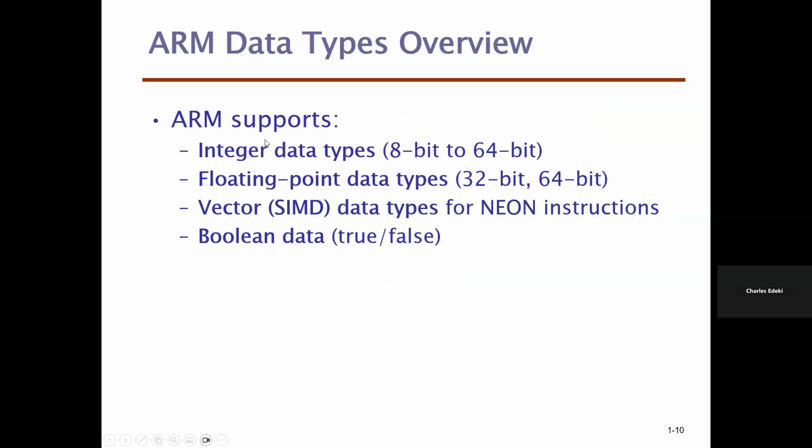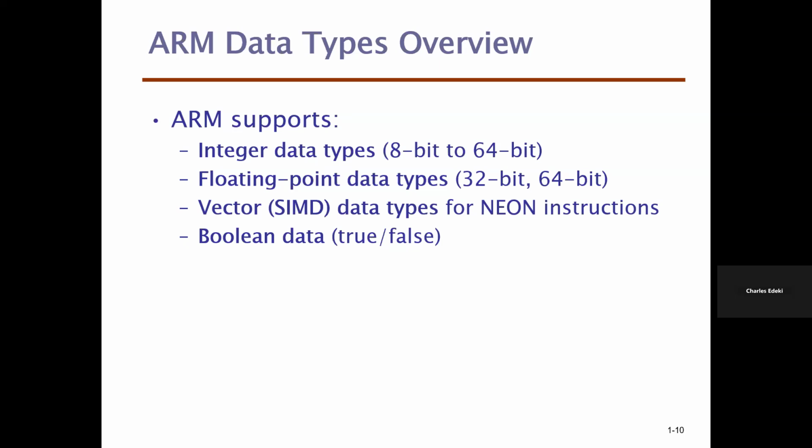So we have the ARM data types overview here, and we can see each with their sizes. Integers can be 8, 16, 32, and up to 64-bit. Floating point can be 32-bit for single and 64-bit for double. Then we have the vector. Here we have the SIMD data types, handled by the NEON extensions. Then we have the Boolean types.